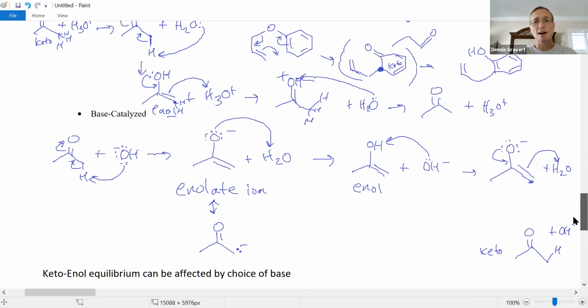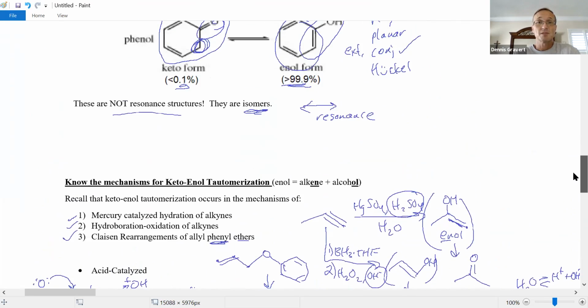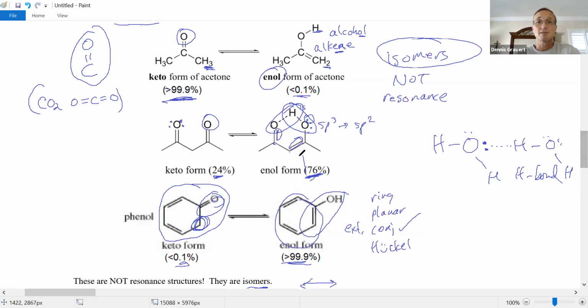One more bit about acids and bases. The keto-enol equilibrium is affected by your choice of base. So I'm kind of hinting back at this, right? So here's equilibrium. Hey, the keto form, 99% here. Phenol, 99% enol form. And then this one, this enol is predominating. It's more favored than the keto form.